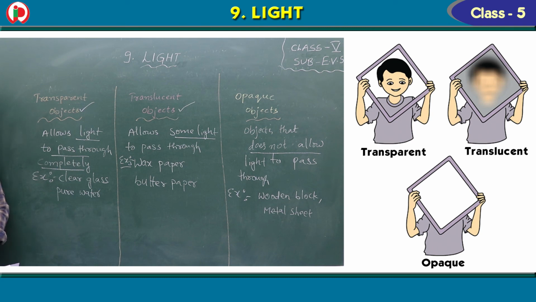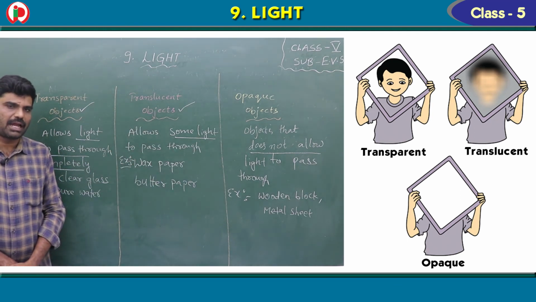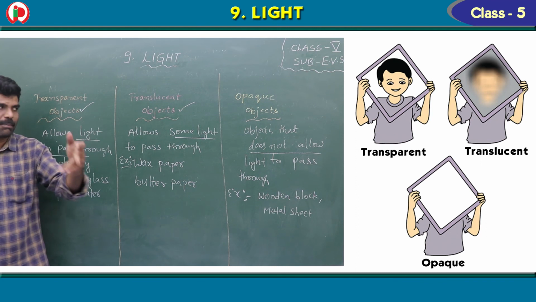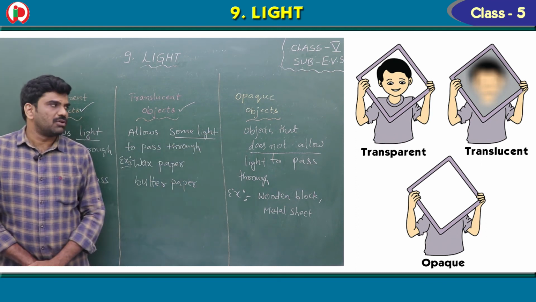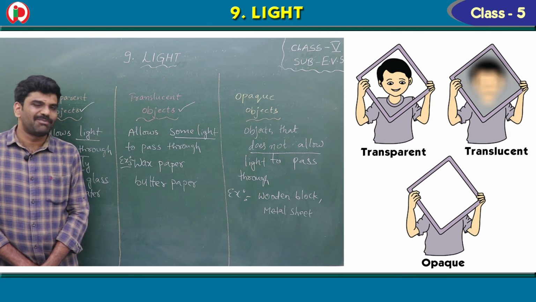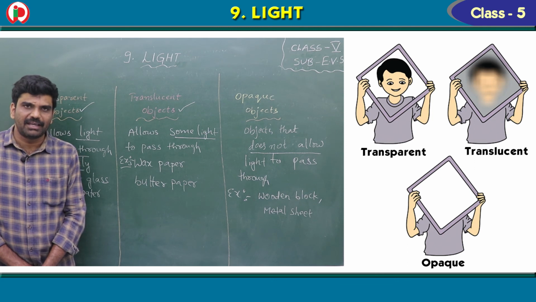So transparent objects are those objects that allow light to pass through completely. Translucent objects are those objects which allow some light to pass through, or incompletely. Example is wax paper and butter paper. Opaque objects are those objects that do not allow light to pass through. Best example is wooden block, metal sheet, human body.